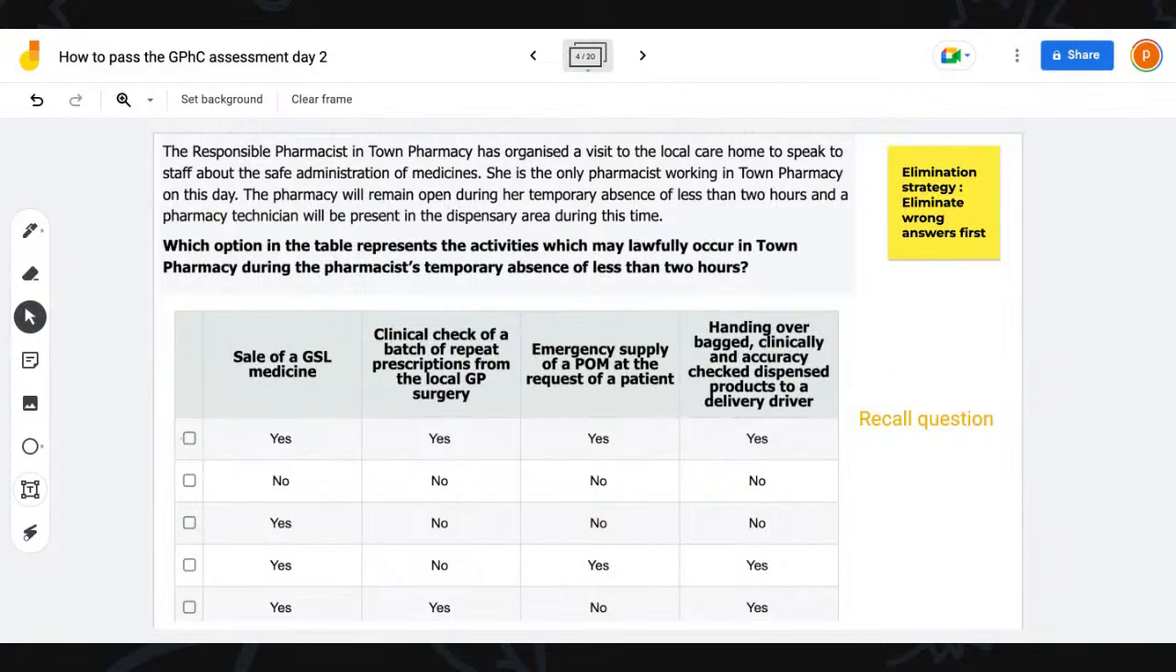Remember I said to you, time is important. The reason I'm trying to teach you strategies as well is because by using a strategy, you save yourself time. Just like I do a lot of mnemonics. Strategies save you time. And we showed you yesterday, the GPhC is not only testing your knowledge, but it's also testing your speed. So this is how we do this question using the elimination strategy.